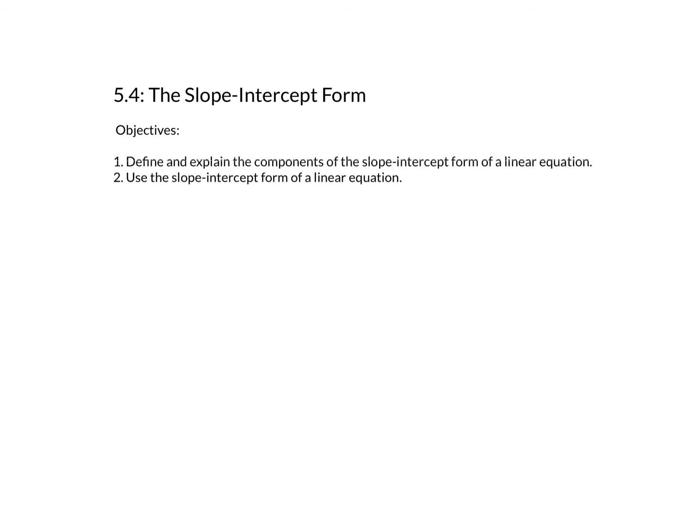Section 5.4 deals with the slope-intercept form of a linear equation. We have two learning objectives in this section. We want to be able to define and explain the components of the slope-intercept form of a linear equation. And second, we want to use slope-intercept form of a linear equation to graph lines.